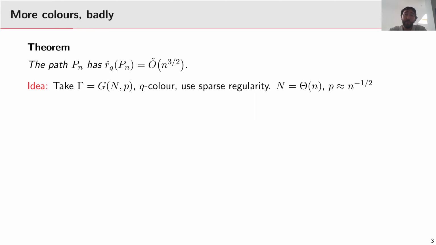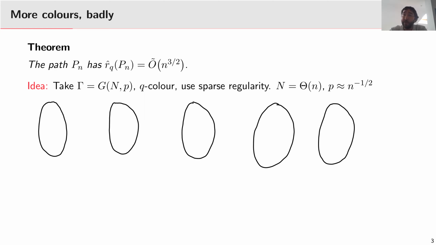Okay, so how do we do this? We start with our random graph G(N,p). We impose some conditions which hold almost surely. And then we say, suppose we have this Q coloring. Okay, use sparse regularity, which I'll sketch in a moment. What do we get? So the sparse regularity lemma cuts up the pieces of our colored random graph into some bounded number of components.